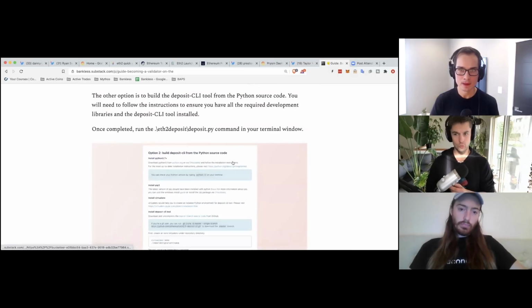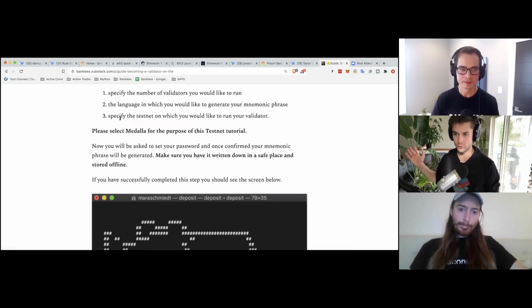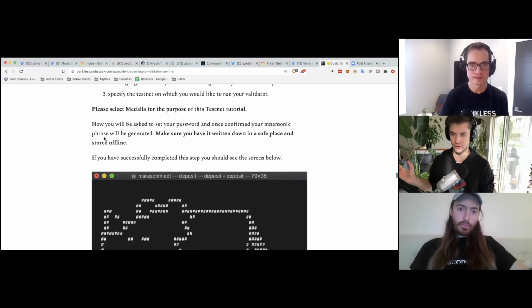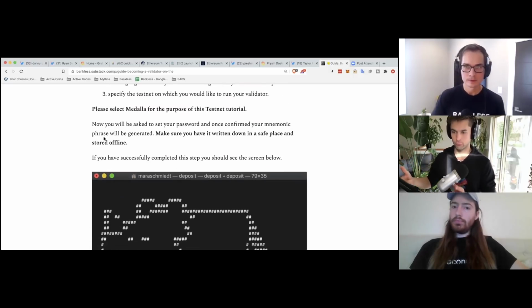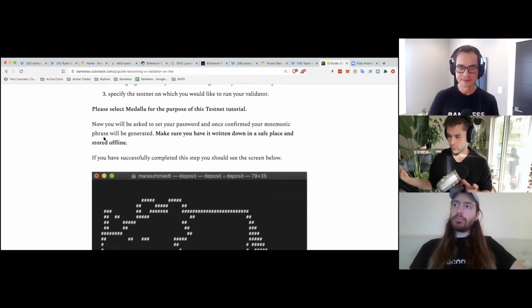Okay, so is it bad or incorrect to just send 32 Ether to the deposit contract address, or does it have to get funneled through the right route in order to be registered with Ethereum 2.0?